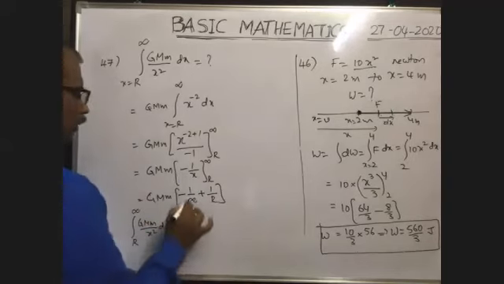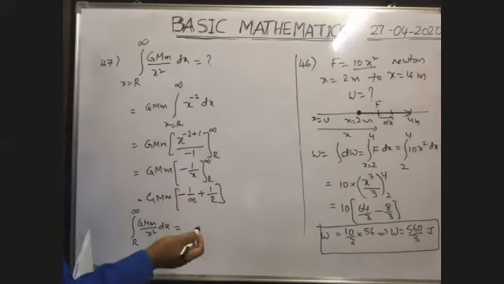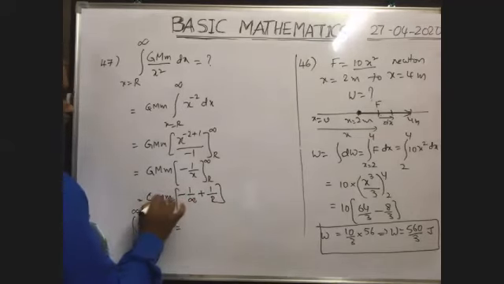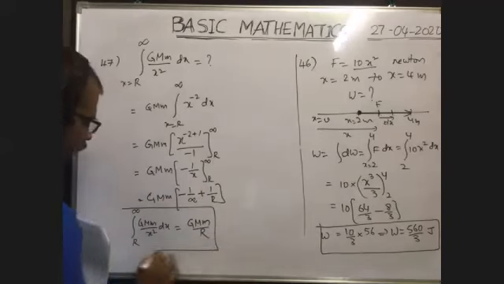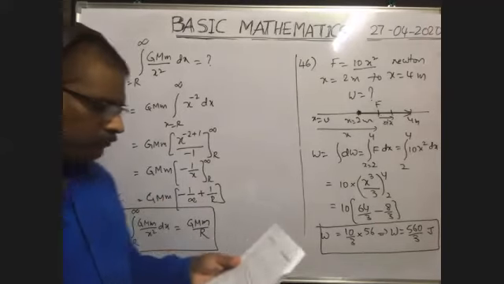Therefore, the integral of GMm by x square dx, limits R to infinity, is equal to, what will you get? 1 by infinity is 0, no? That's why you will get GMm into 1 by R, that means GMm by R. So this is the integration value. In this way, we have to do.